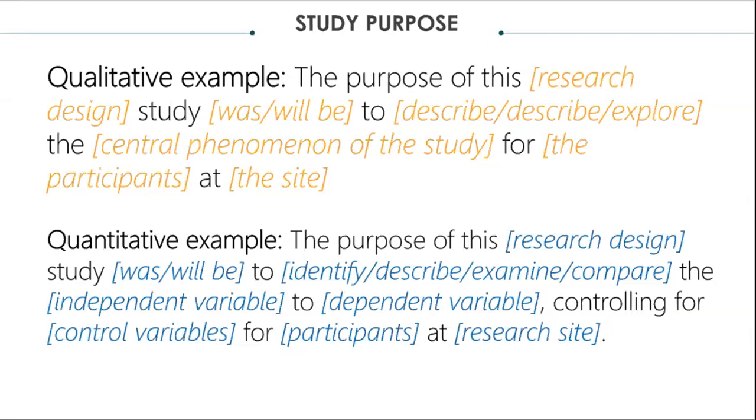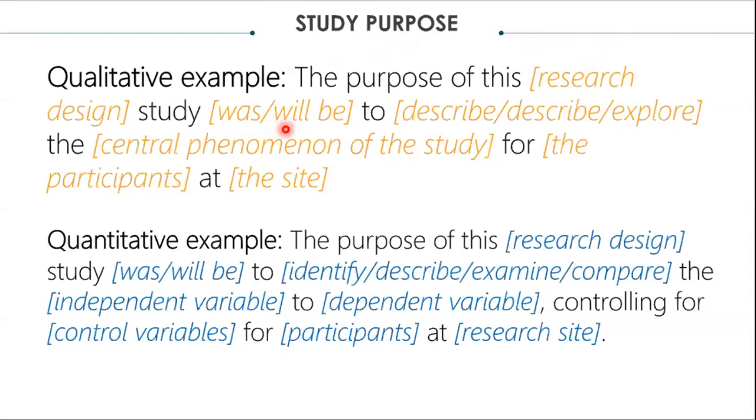So I put 2 examples on the screen here of what you might write for a qualitative versus a quantitative purpose statement. In the qualitative purpose statement, you should be identifying the research design. So you might say, the purpose of this case study, for example, if it's qualitative, was to or will be. If you are in the defense, you will use past tense. If you are proposing your research for the first time, you should be using future tense.